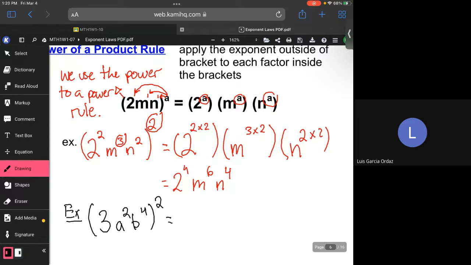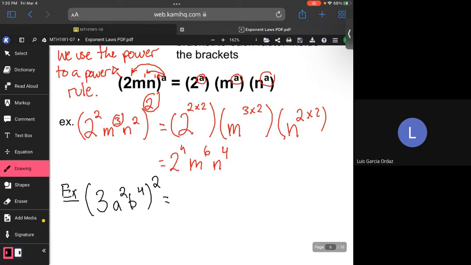So who can tell me what this one's going to be? I have 3a squared b to the 4, all to the power of 2. Kareem? So for the a, 2 times 2, right? You're forgetting about the 3. Oh, are they both like exponent 0? Nope. Whenever you don't have an exponent, it's a 1. Okay, so 1 times 2 is 2. Okay, what's the other one?